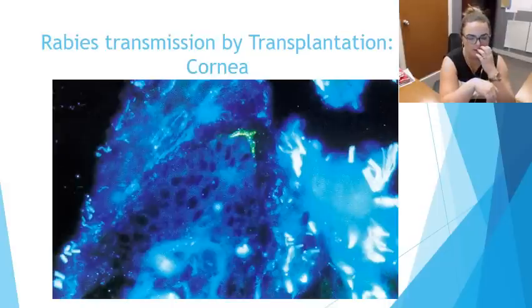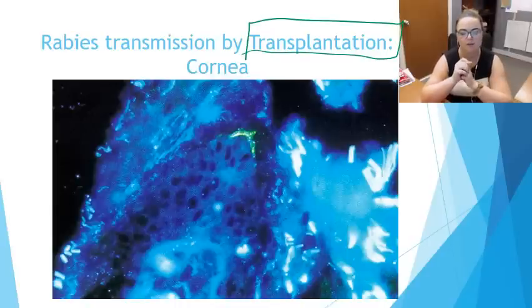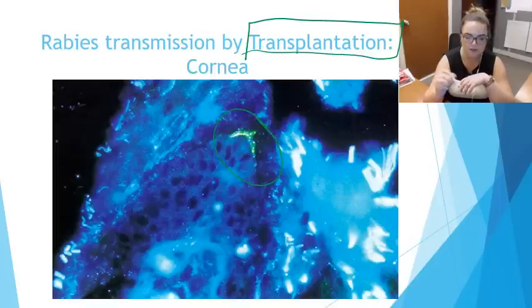Okay, but let's talk about the other way we can get it. There have been instances of rabies transmission by transplantation. This again, thankfully, is very rare and now is screened for. But this is actually the cornea of a patient who received this cornea via transplantation. And these green dots here are actually rabies virus.